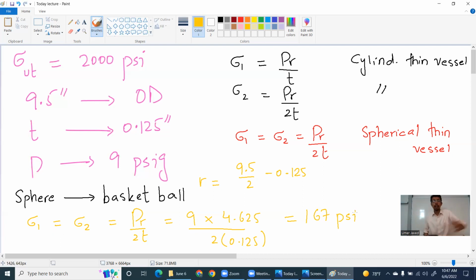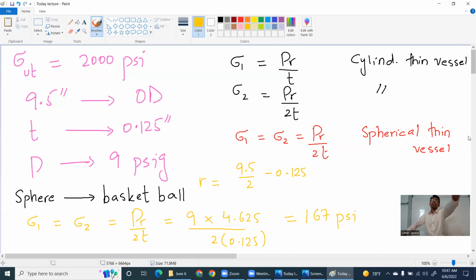If in case you are wondering, why did you give us sigma ut and why did not you give us yielding? The answer is that the basketball will burst. It will not yield. If I keep on giving it more and more pressure, boom, it will just burst. So I doubt that you really would have any yielding. It will just burst. That's why I gave you the ultimate stress value. And our stresses are telling us that the basketball is good to go actually.